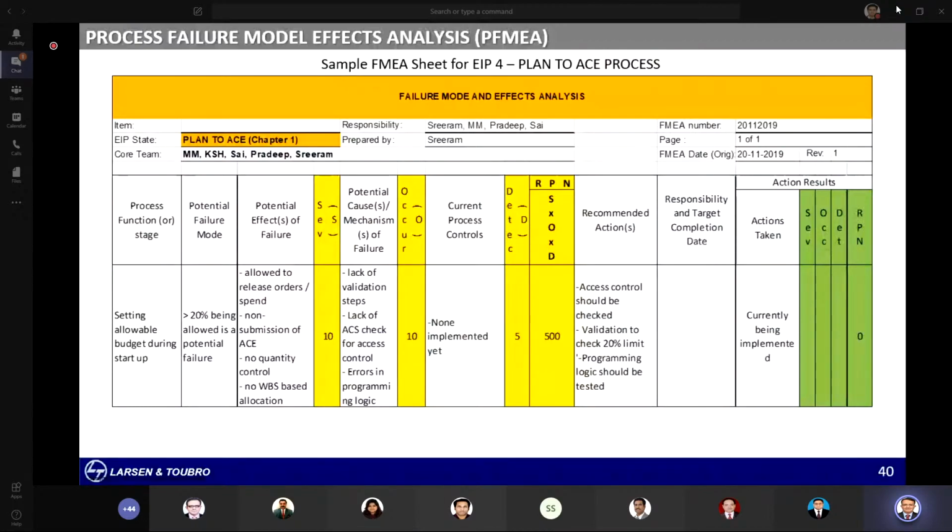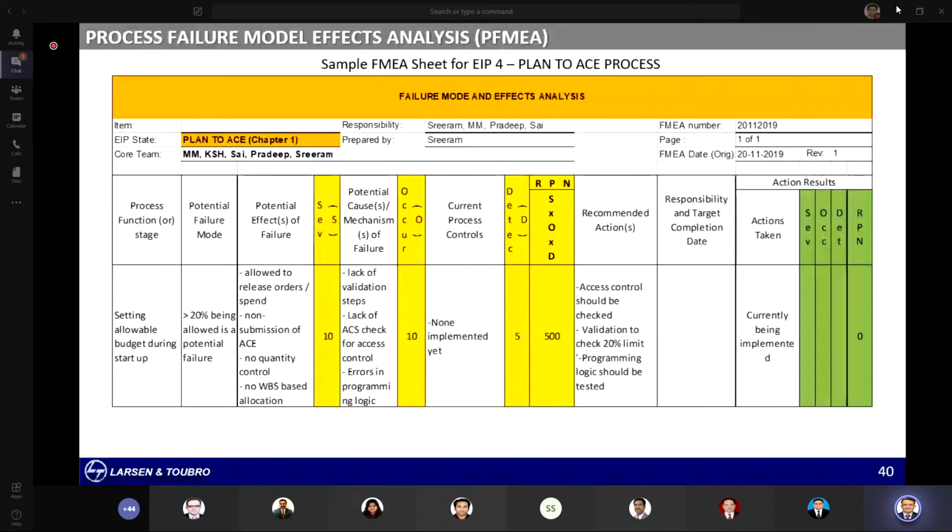Whatever is the potential failure mode being allowed, some action which is going to trigger that failure of that function or a stage not to happen properly. That is a failure mode. So what are the potential effects of the failure? The next question is, what is the effect of the failure: load to release orders, non-submission of ACE, no quantity control, no WVS allocation. All these are potential effects which are not desirable. These are not something which you really want to have.